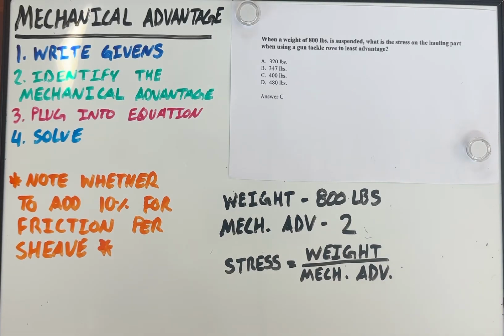Hey everyone, today we're going to look at a mechanical advantage problem. You'll likely see this on a deck gen exam. When a weight of 800 pounds is suspended, what is the stress on the hauling part when using a gun tackle rove to least advantage?